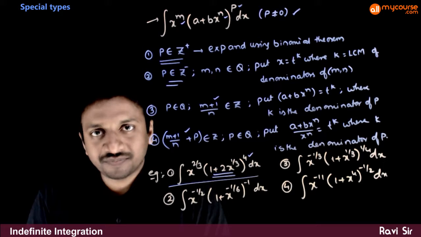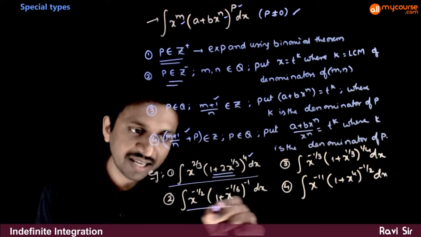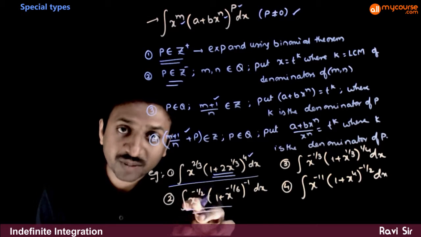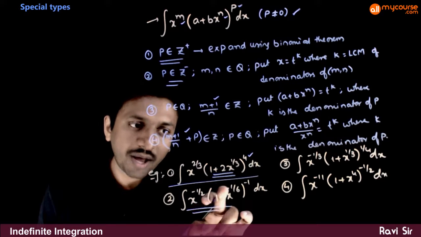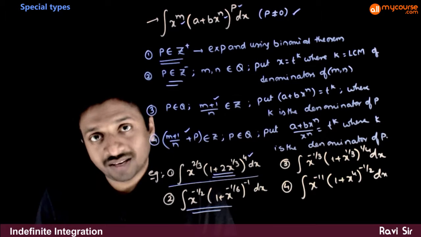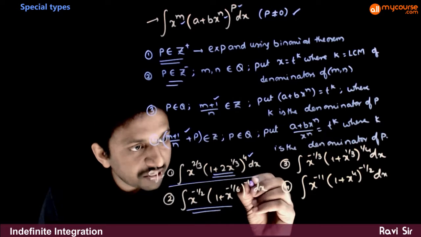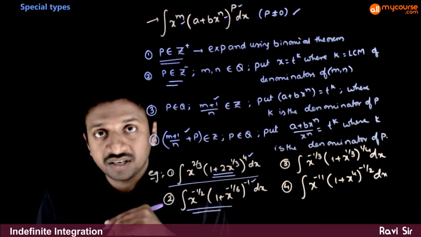and then open the bracket, you get the answer. And in the second case, if you have integration of x power minus 1 by 2 times (1 plus x power minus 1 by 6) whole power minus 1. Here, as you can see, p is a negative integer.